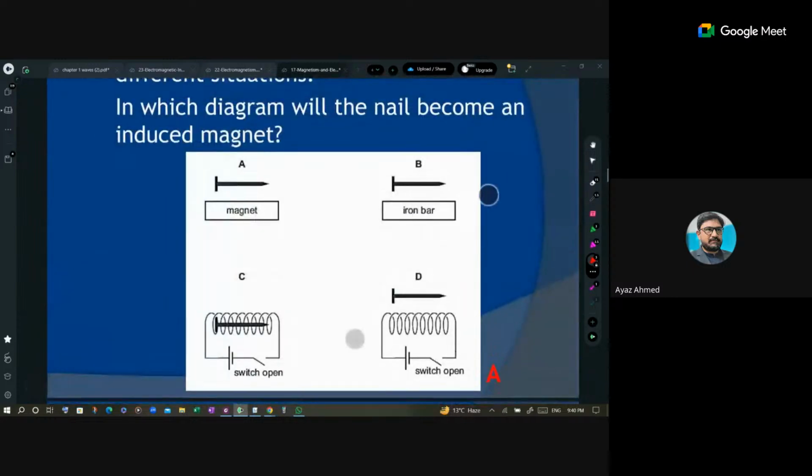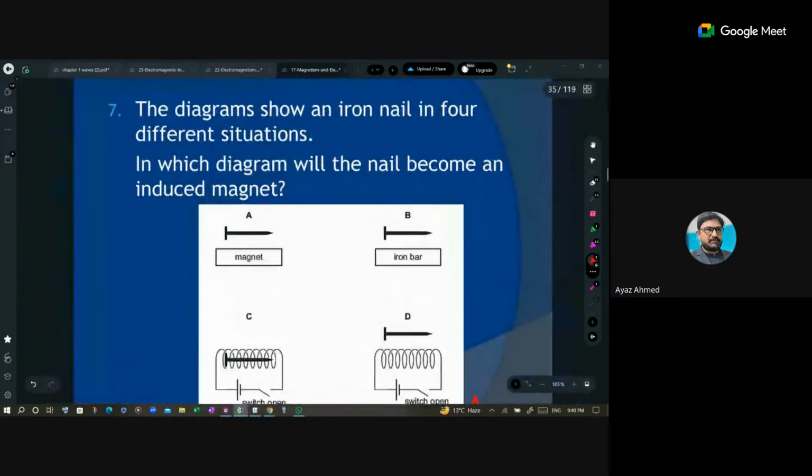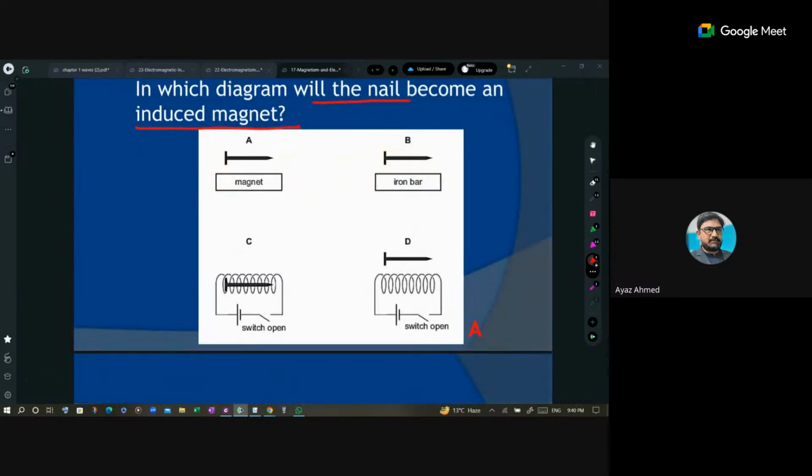Now this is the magnetization and demagnetization question. The diagram shows an iron nail in four different situations. In which diagram will the nail become an induced magnet? I mean a temporary magnet. So where will it be? When the switch is open, nothing happens.